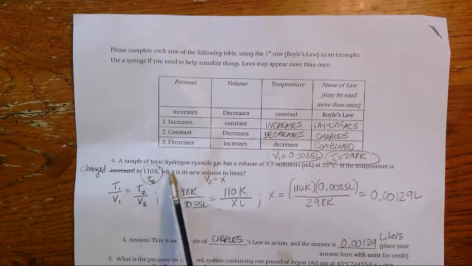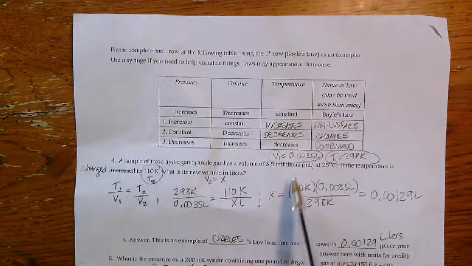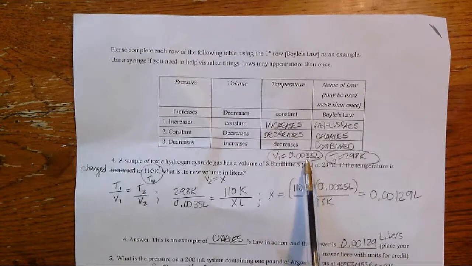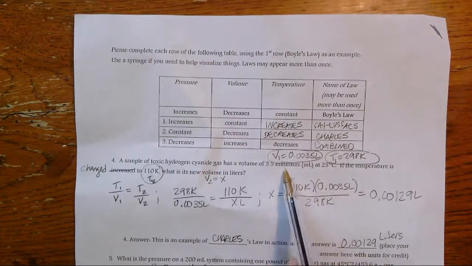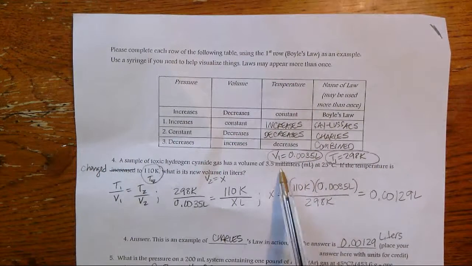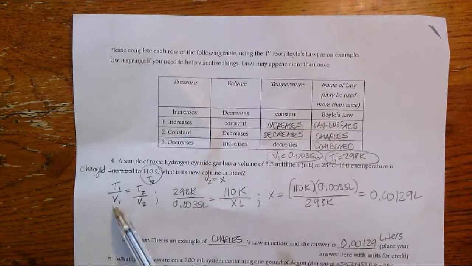Okay, problem number 4. A sample of toxic hydrogen cyanide gas has a volume of 3.5 milliliters. So immediately write a letter for any units you see. That's volume. I changed it to liters in case it was the ideal gas law. That's the only one that requires it. But I found out later it wasn't. I didn't change it back because I didn't feel like it. But you don't have to use liters if it's just a simple Charles's law, as this ends up being.